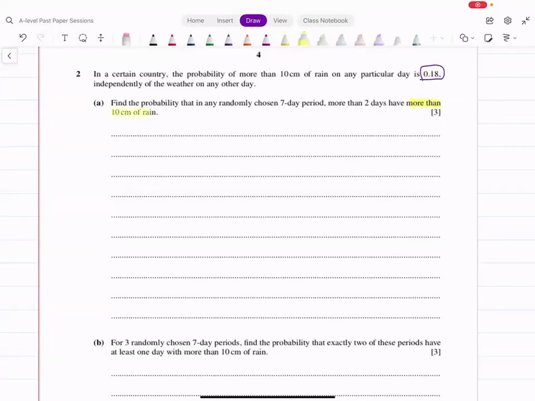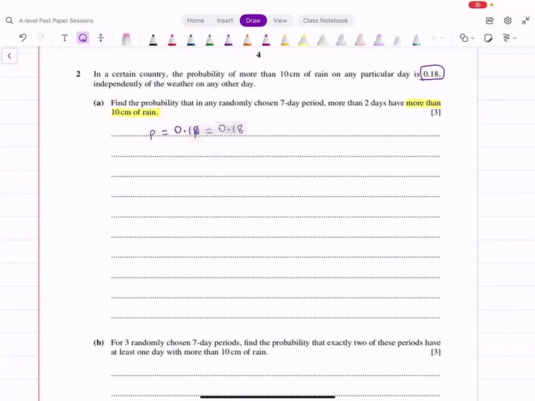More than 10 centimeters of rain. That's our criteria for success. So what will the probability of success be? Success की probability क्या है? वो यहाँ पे उसने बताई हुई है, that is 0.18. We just write that 0.18. That's the probability of success. ठीक है? So this is binomial.